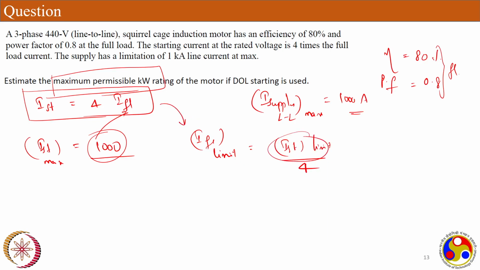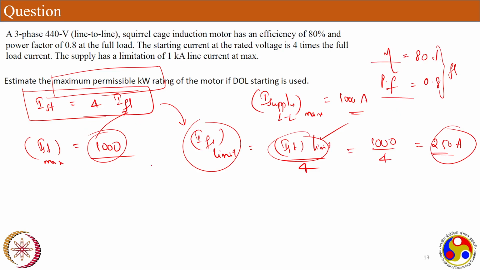Now you already know your starting current has a limit of 1000 by 4, which equals 250 amps. So it says that the instant where you will be able to draw the maximum supply current as a starting current, at that instant you will find your full load current to be around 250 amps. Okay, now I know the full load current, full load efficiency, and full load power factor, everything. So what I need to calculate is the maximum permissible kilowatt rating, that is shaft power, that is output power. How much is it, we need to calculate.